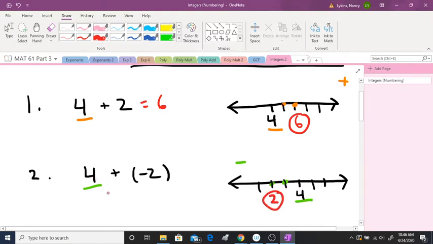So think about this, 4 plus a negative 2. If you have $4 and then you spend $2, you have 2. That's one way we can look at this.